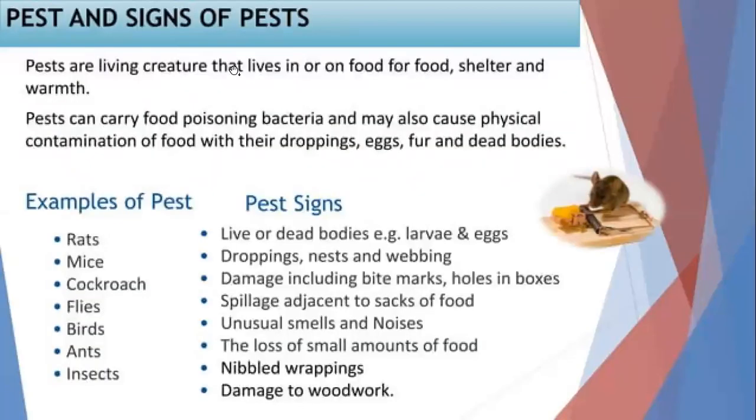So the pest and sign of the pest, these are the examples that you can see in front of you. Pests are living creatures that live in our food or outside of the food, whether in the storage area or elsewhere: any type of ants, insects, birds, flies, cockroaches, mice, rats, cats. Cats are considered to be animals, but food poisoning can be triggered through them as well. Okay, so you have a minute to go through the current slide, then we'll move further.